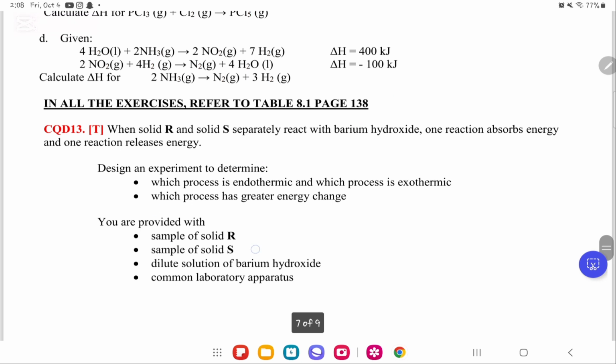Now, finally for part D, let's do part D. Given 4H2O liquid, and so on, we need to find 2NH3 gas gives us N2 gas plus 3H2 gas, my bad.